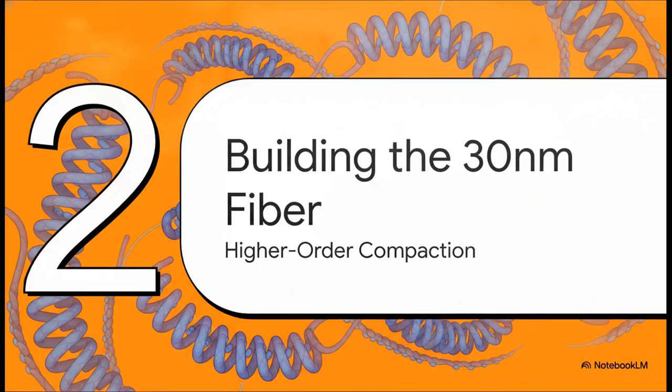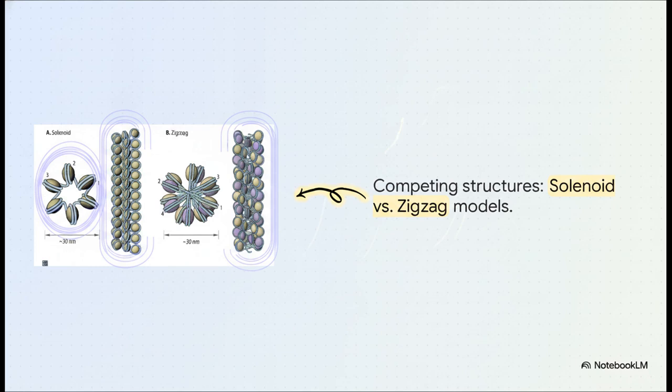Moving on to section 2, building the 30-nanometer fiber, higher order compaction. So to fit those 2 meters of DNA into the nucleus, those 11-nanometer beads on a string need to fold up even more. But here's the wild part. Structural biologists actually still debate exactly how this next level of folding happens. As the chain compacts into a 30-nanometer fiber, 2 primary competing models emerge, the solenoid model and the zigzag model.